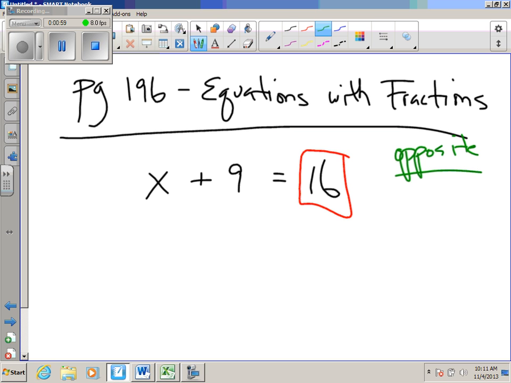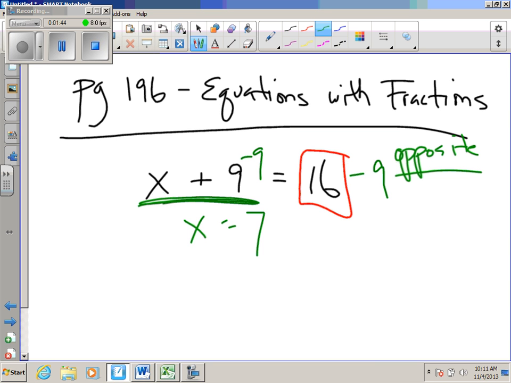We want to think opposite. So I want to focus on the side of my variable, and what's the action that's happening there on the same side of my variable? We are adding 9. The opposite of adding 9 is subtracting 9. I'm going to do that on both sides. When I subtract 9 here, it's x plus, what is 9 minus 9? 0. So I get x by itself. 16 minus 9 becomes 7.